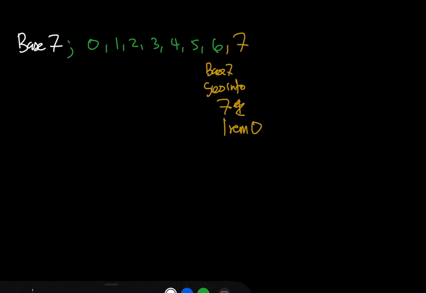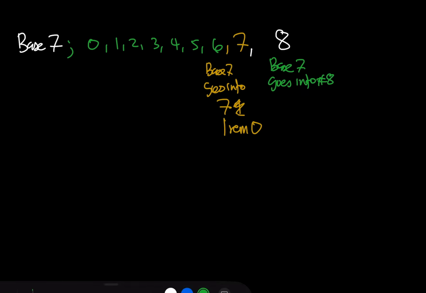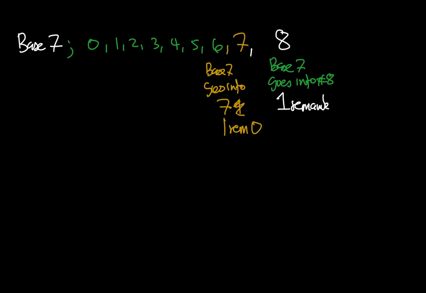If the next number is 8, we're going to ask how many times base 7 goes into the number 8. It's going to be 1, remainder 1. Why? Because 7 going into this 8 is going to be 1. So that 1 times 7 is 7, but there's going to be a remainder of 1. So it's 1 remainder 1. And we're going to apply this for any other base.